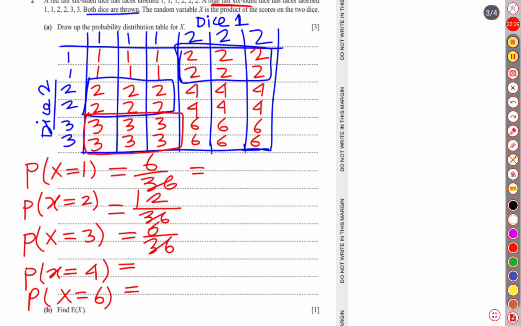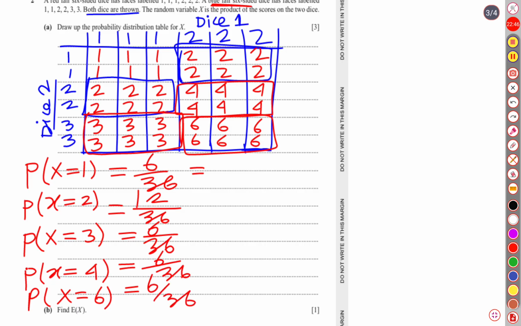Then how many fours are there? Again there are 6 fours. So 6 out of 36. Finally, how many sixes are there? Again there are 6 sixes. So it is 6 out of 36.